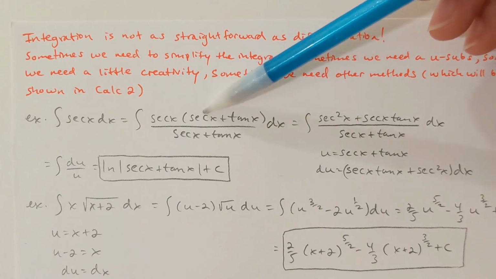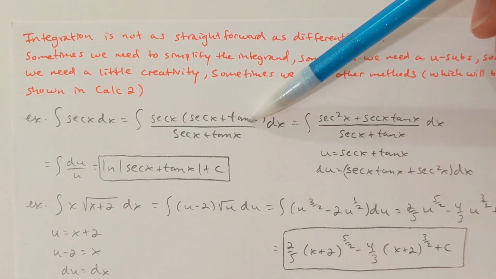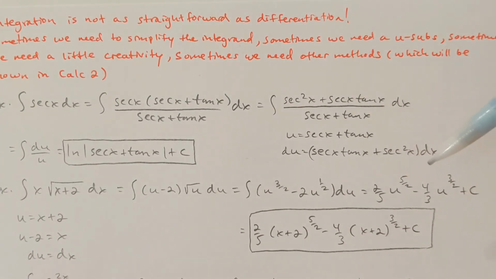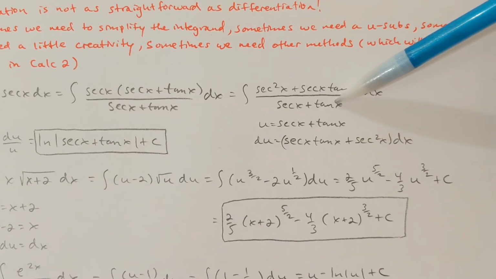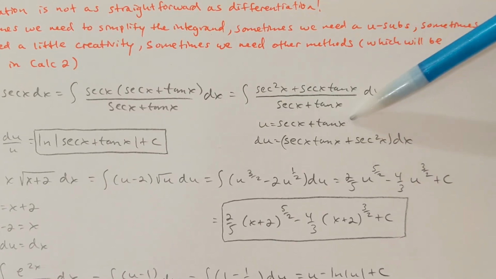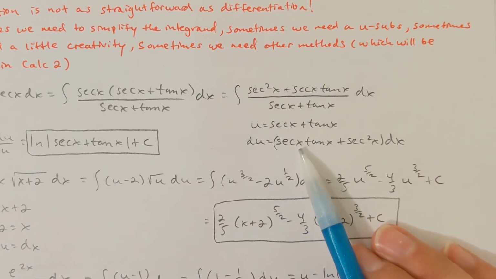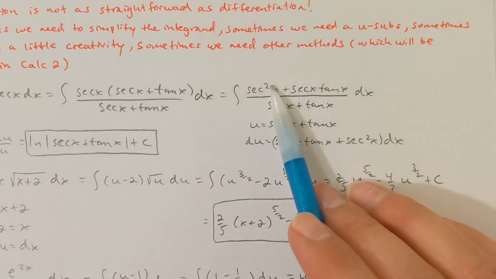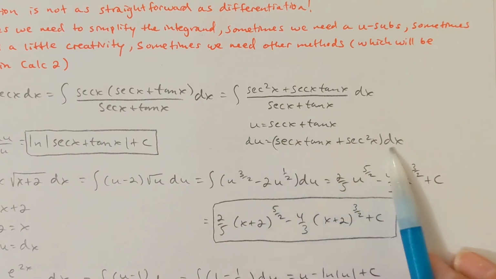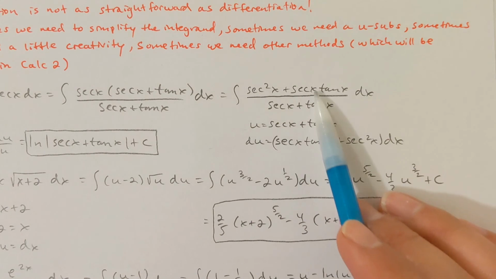The reason we would do this is because we're setting ourselves up for a u substitution. If I distribute secant x into these two terms, and then let u be secant x plus tangent x, du would be the derivative of secant x, which is secant x tangent x, plus the derivative of tan x, which is secant squared x, dx. Well, that's exactly what I have in the numerator. So u substitution is going to work out great here.